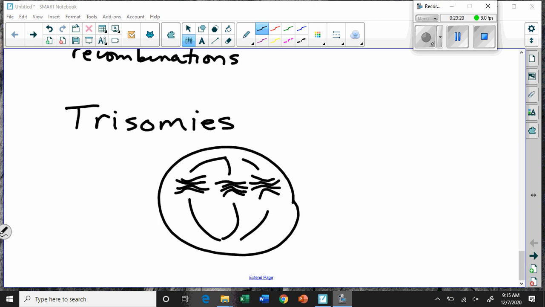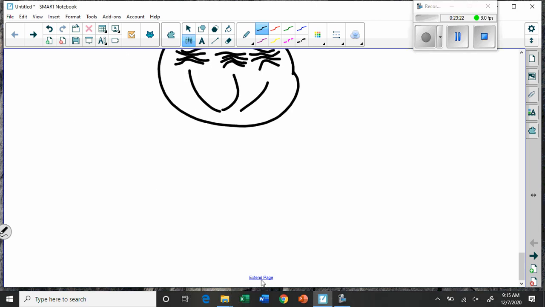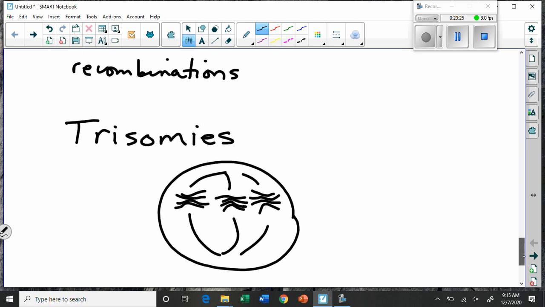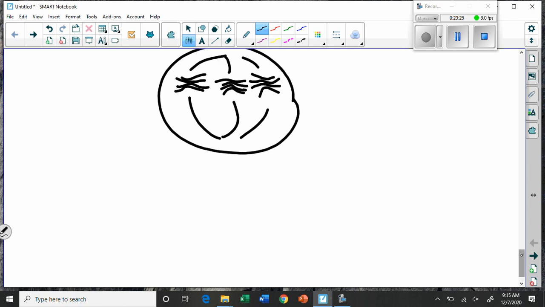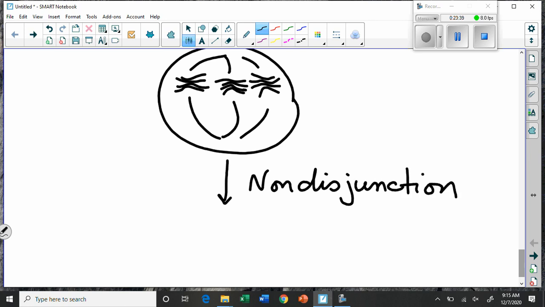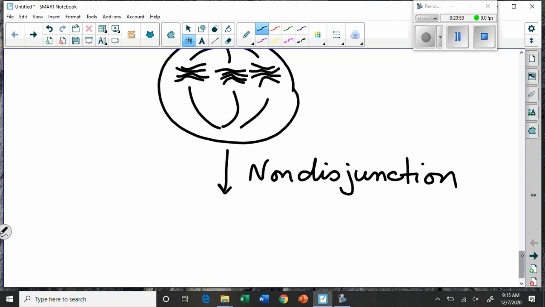So when they don't separate, we have a word for it, it's called non-disjunction. Okay, so let's write this one sort of downwards. Let's put an arrow down here and let's write non-disjunction. Junction means to join. Disjunction means to come apart. Non-disjunction means not to come apart. So non-disjunction is what occurs. And so what would happen is, in the process, this is what it would look like.